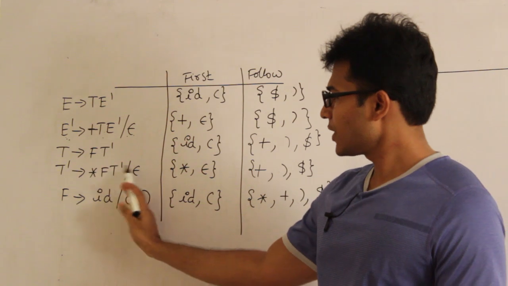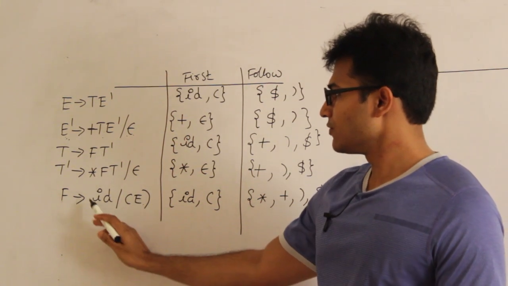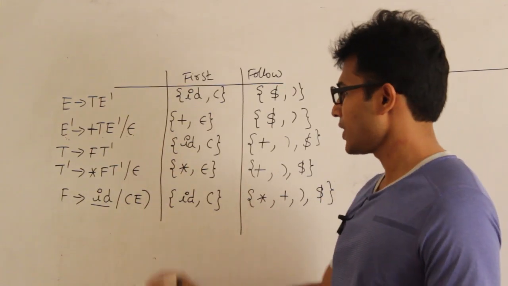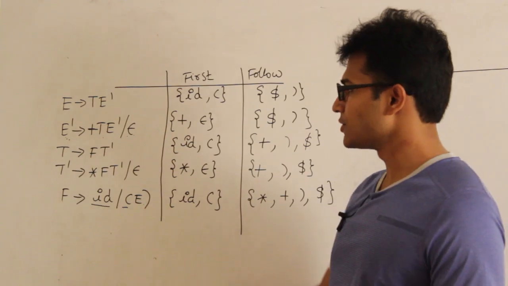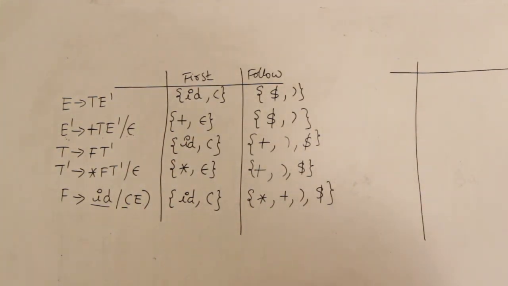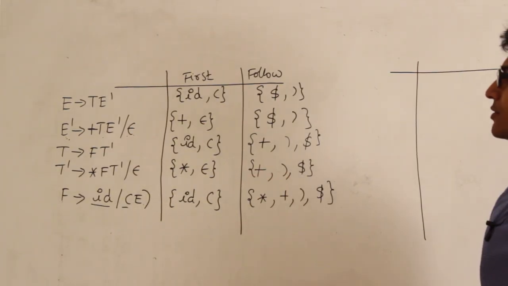Whatever is following E, that can generate epsilon. And whenever I have two alternatives, which one should I use? That depends on the first. See, if I have id and open brace, whenever I see id, I am going to use this production, and whenever I see open brace, I am going to use this production. Therefore, the main use of the top-down parsers is to find out what is the first generated by a symbol.